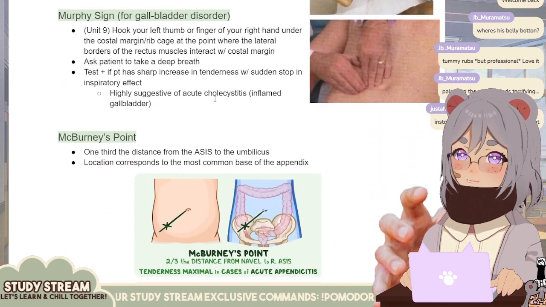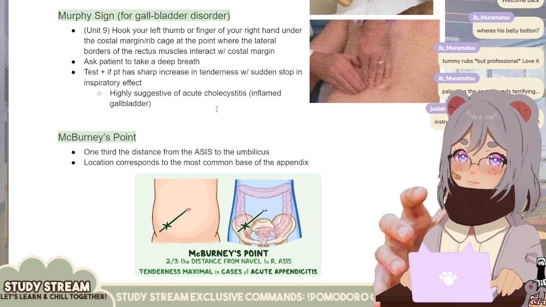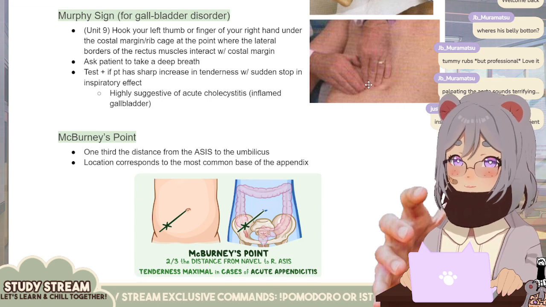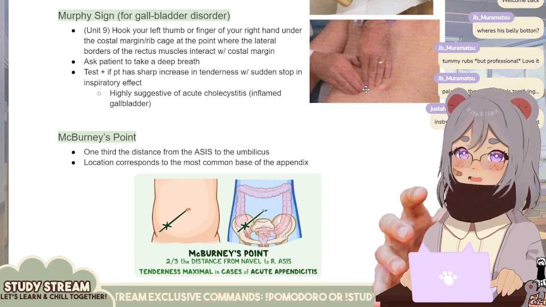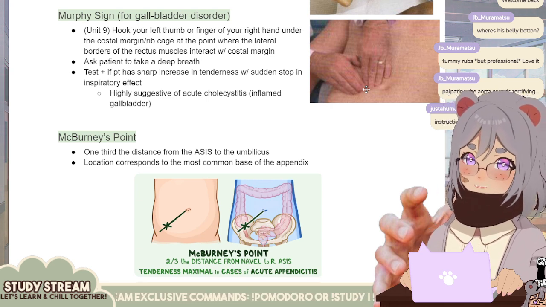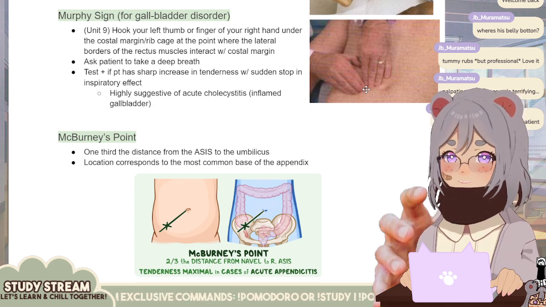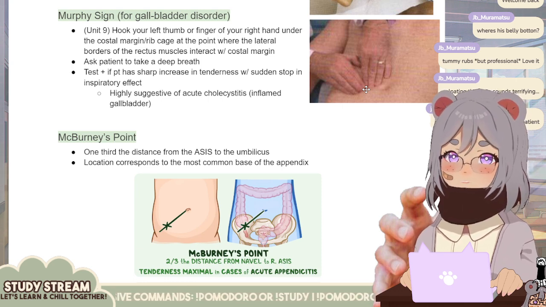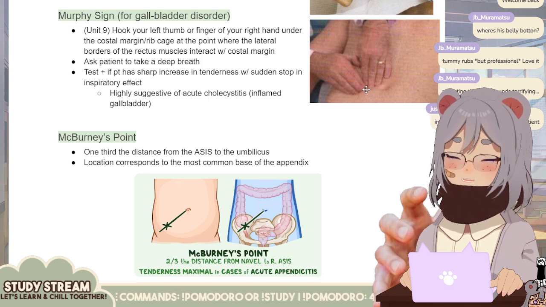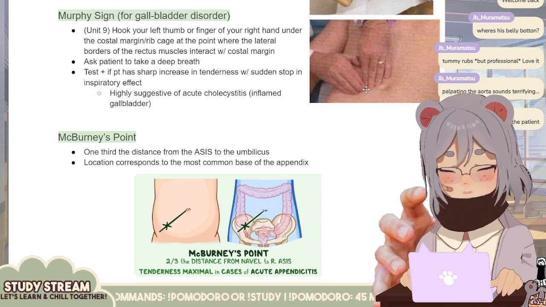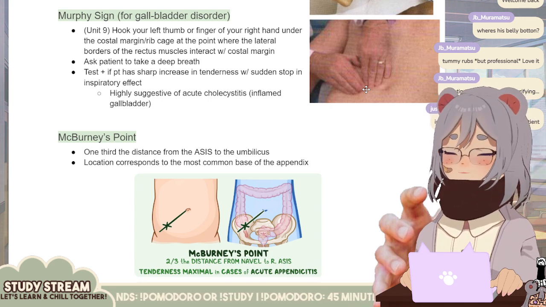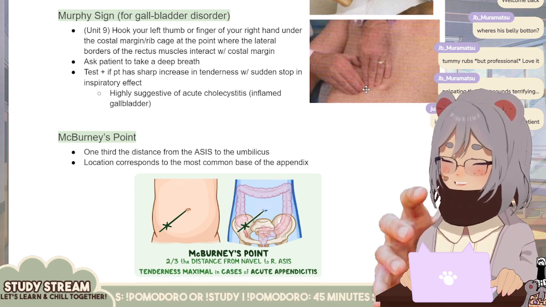Murphy's sign is very interesting in a sense that Murphy's sign is to test for the gallbladder. You go on the right side of the patient's body and do some weird position with your hands. Once you're there, slightly above the belly button on the right side of the stomach, it'll test positive if there's a sharp increase in tenderness with a sudden stop in inspiratory effort when the patient takes a deep breath. So basically, you're pushing down and you ask them to take a deep breath and they're like, oh, it hurts. That's going to be highly suggestive of an acute inflamed gallbladder, basically. Ta-da! I don't want to say the medical name because I'm too shy to butcher it.